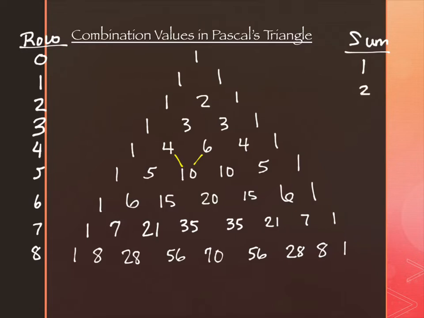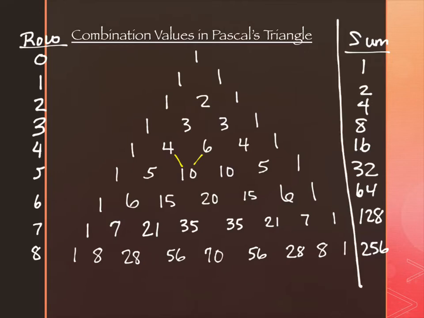Row 1's sum is 2. Row 2's sum is 4. Row 3's sum is 8. And I have 16, 32, 64, 128, and 256. I'm just adding across. I don't need you to add it together, but I just want you to see something interesting. Do you see a pattern in these numbers? What pattern do you see? There's a couple of them, actually.